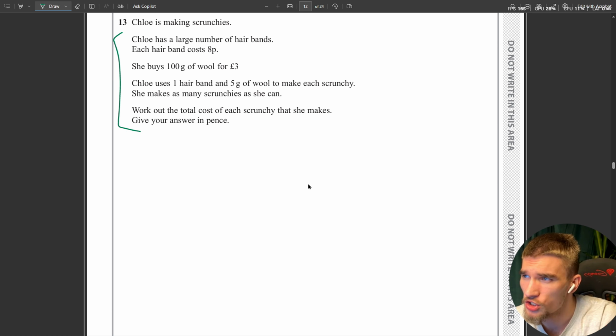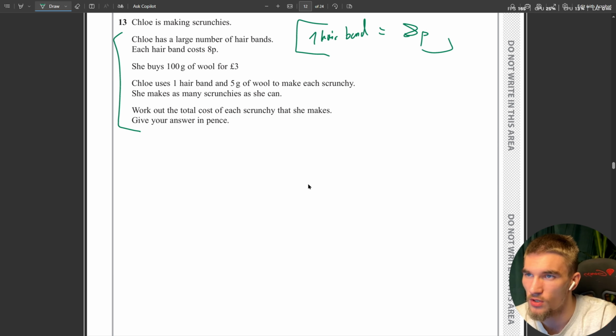So Chloe has a large number of hairbands. Each hairband costs 8p, right? So I know that one hairband equals 8p, right? Because this is just easier to understand than reading all of this. So that's what I do with long questions. She buys 100 grams of wool for £3. All right, so 100 grams of wool for £3.